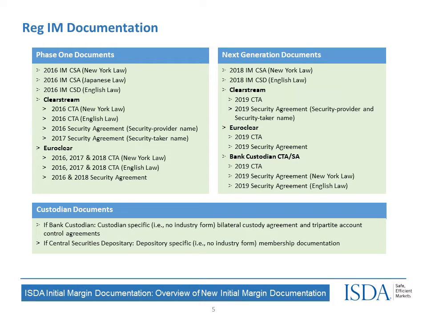And if the parties are using a central securities depository like Clearstream or Euroclear, then there will be membership documentation to be entered into by the parties with the particular central securities depository. So overall, the message is there are a number of new agreements that parties will need to become familiar with, and we're going to now cover some of the specific issues for the ISDA documents.